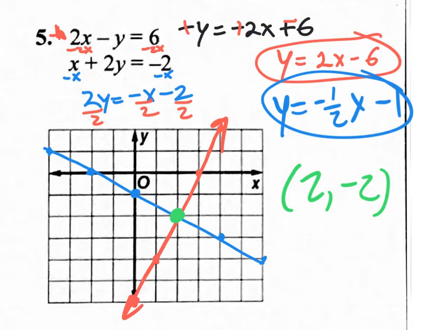Let's say you didn't have the answers. You were taking a quiz. You wanted to make sure. All you have to do is plug in this 2 for the x. 2 times 2 is 4. Plug in the negative 2 right there. Negative becomes positive. So you have 4 plus 2, which does give you 6.